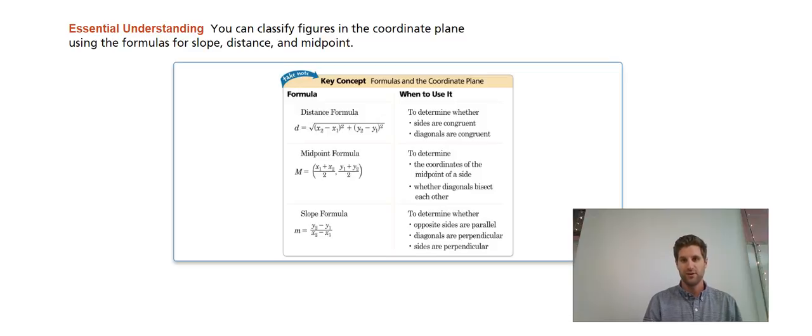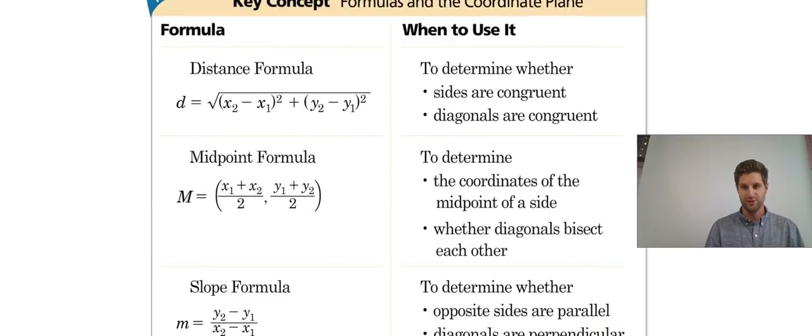And this video has a lot of formulas. So we're going to go ahead and jump right in. Now it's kind of hard to see. I'll go ahead and take that out real quick. But we have three formulas that are huge and critical for this: the distance formula, midpoint formula, and slope formula.